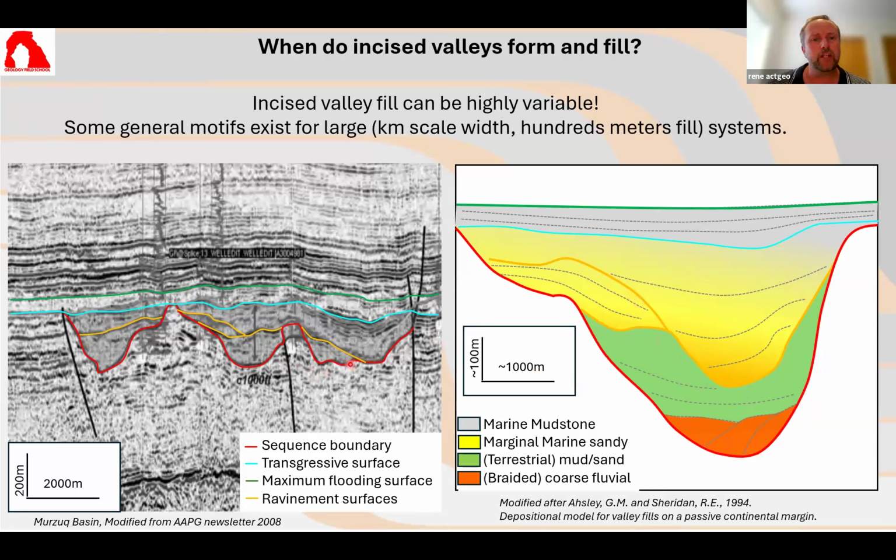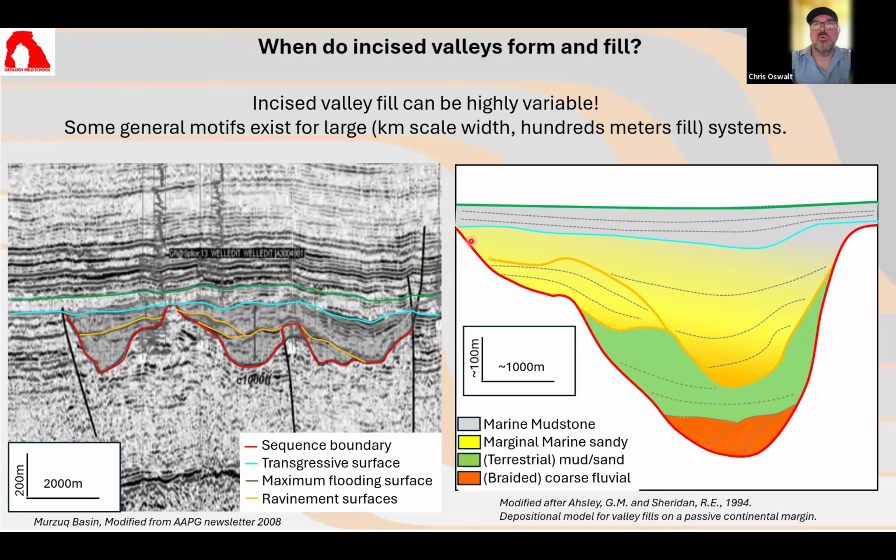So very often you will see that motif of fill of more fluvial in the base and more estuarine to deltaic towards the top, associated with these internal ravinement surfaces. So again, not always the case, but very often you see a lot of these internal surfaces inside these valleys as well.